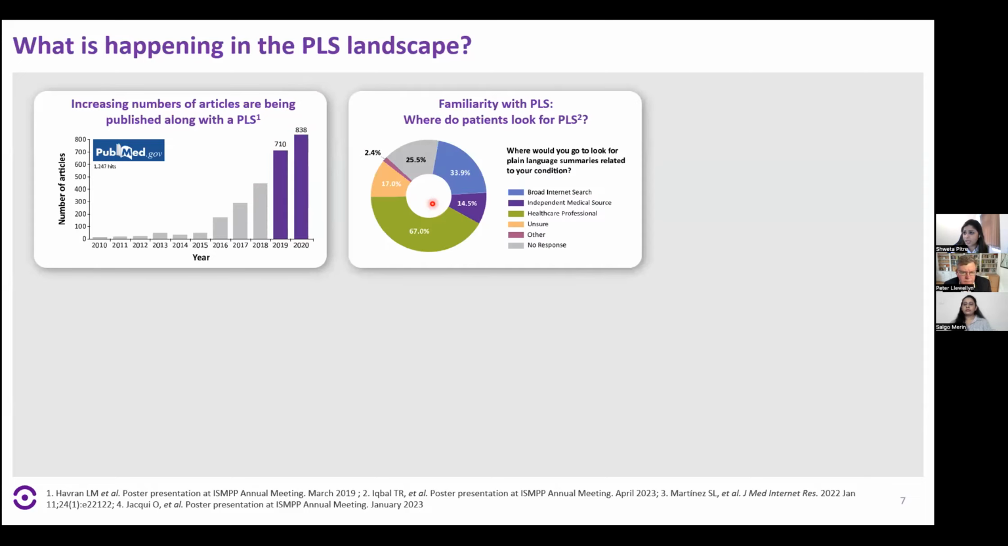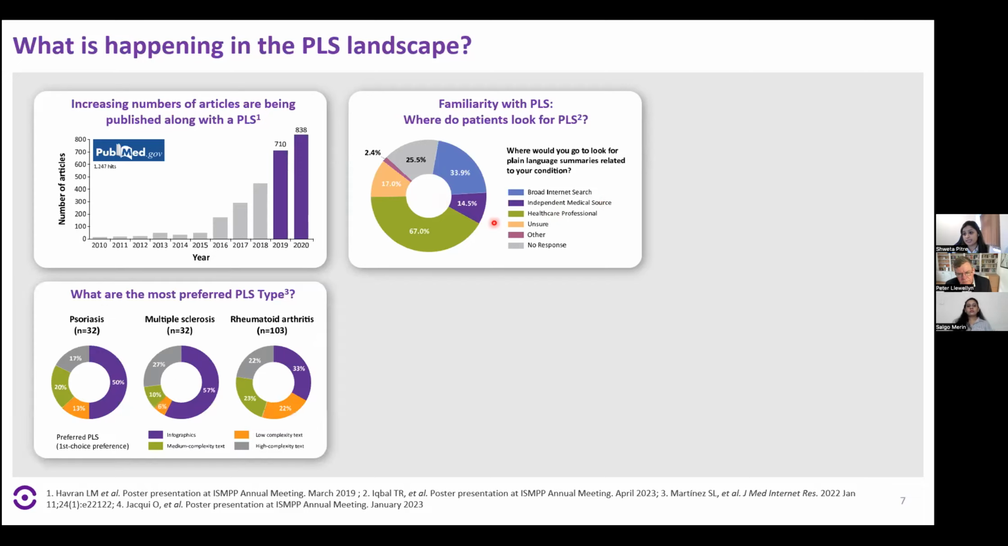Moving on. Where do patients look? Where do patients access the plain language summaries? And not only patients, who accesses it and where do we find it? I think patients get their plain language summaries mainly from their healthcare professionals. I've been listening to a lot of industry experts, and they say that healthcare professionals use plain language summaries as a very important communication tool with their patients. So this number does not come to me as a surprise.